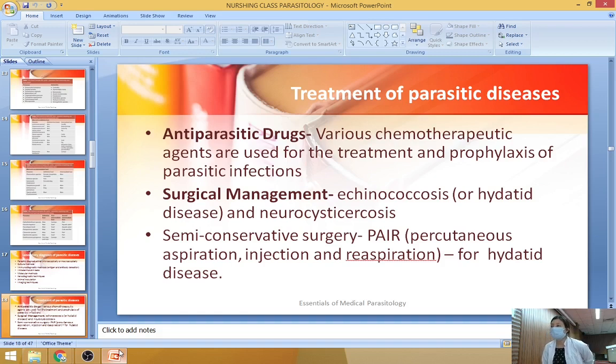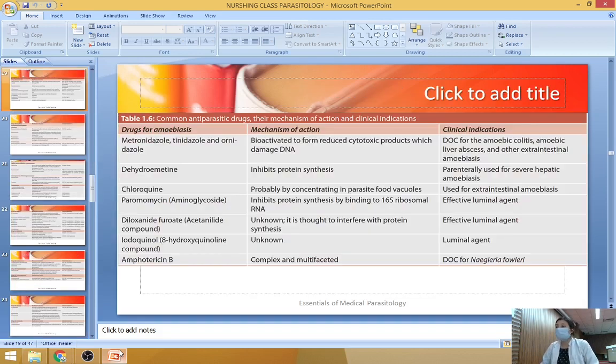Then obviously if there is any parasitic disease we have to know how to treat it. So for the treatment of parasitic disease, antiparasitic drugs like various chemotherapeutic agents are used for the treatment and the prophylaxis of parasitic infection, surgical management, semi-conservative surgery and all, okay. And the drugs, this is important. Drugs for amoebiasis means amoeba. So metronidazole, tinidazole, and ornidazole. Okay, this is the azole family more. Then mechanism of action is not that important. Just know some of the drugs for this, antiparasitic drugs. Okay?